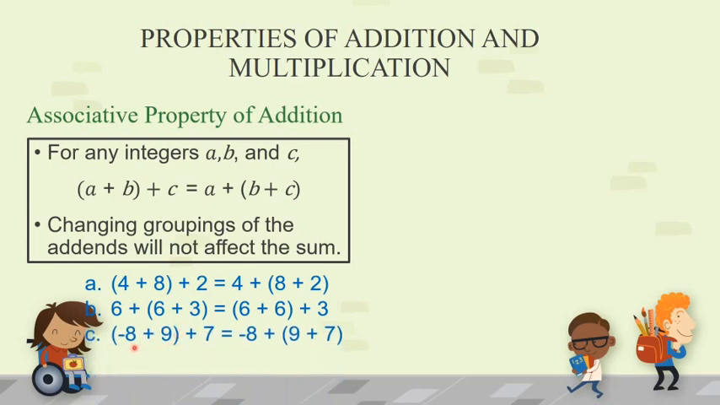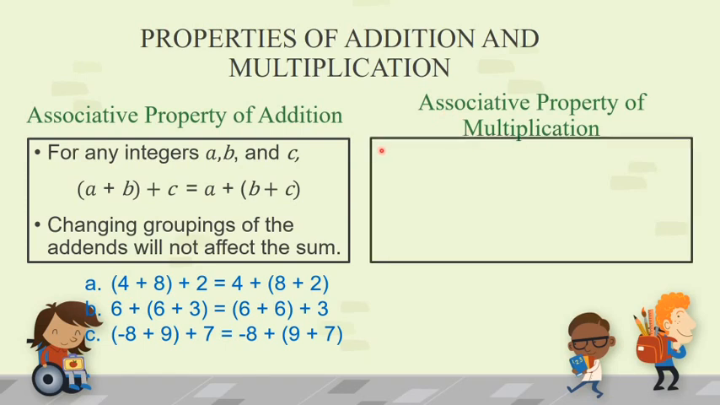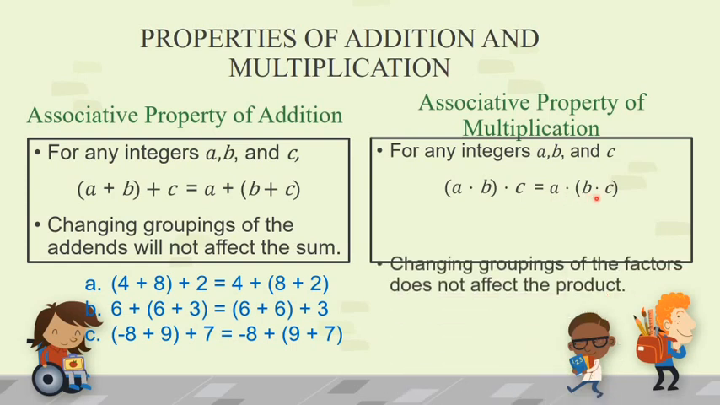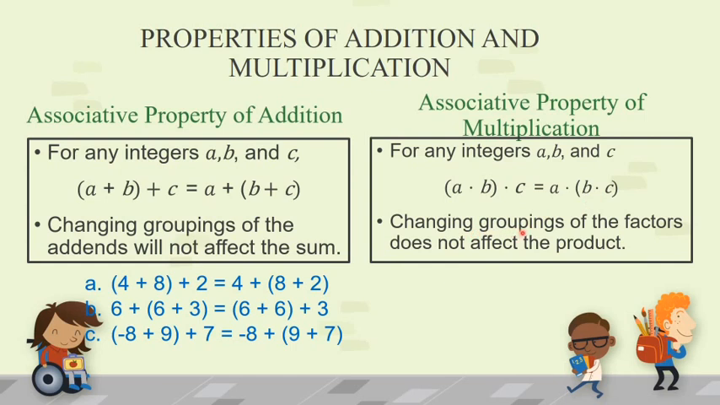Now for the third example, we have the quantity of negative 8 plus 9, plus 7. It is equal to negative 8 plus the quantity of 9 plus 7. So it shows the associative property of addition. And of course, we also have the associative property of multiplication. In symbol, for any integers a, b, and c, the quantity of a times b, times c, is equal to a times the quantity of b times c. So it means that changing the groupings of the factors does not affect the product.